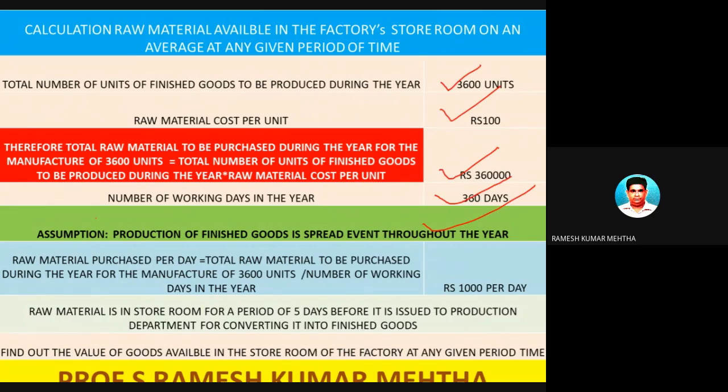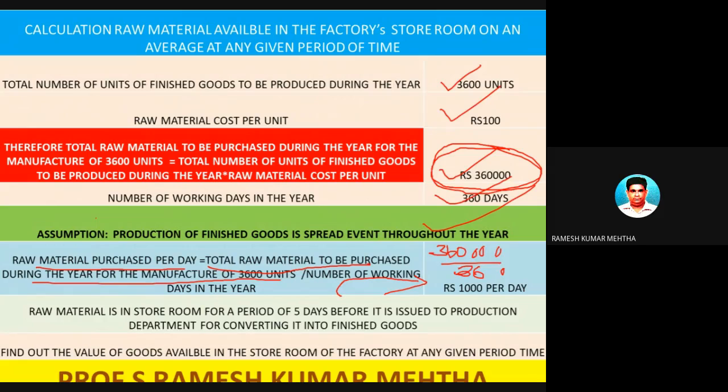Now let's talk about raw material that will be purchased per day. How much raw material has to be purchased for the whole year? The amount of raw material which I am going to purchase for the whole year is equal to 3,60,000. And how many working days are there? There are 360 days in a year. So on an average, I am going to purchase on a daily basis 1,000 rupees of raw material.